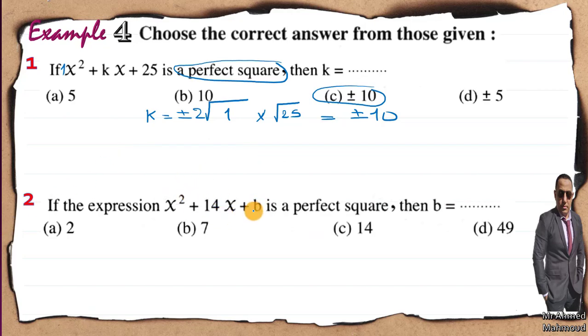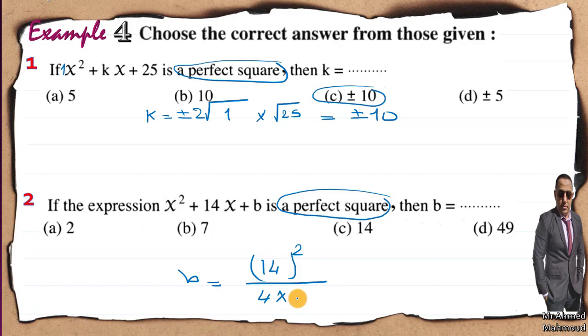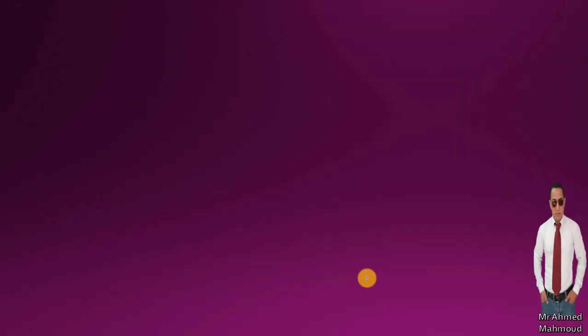Here B is the third term, and he said it's a perfect square. So B equals the rule of the third, 14 to the power of 2 over 4 times 1, which equals 49. And this is the end of the lesson.